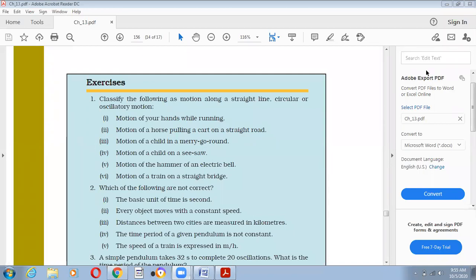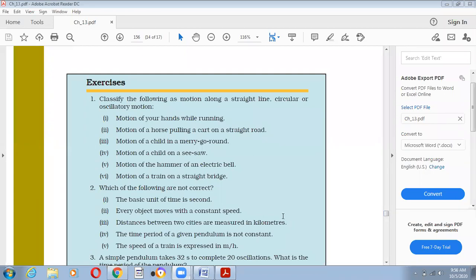Now let's start. Second question. Which of the following are not correct? The basic unit of time is second. This is correct. Every object moves with a constant speed. That is not correct because objects can move with their own speed.